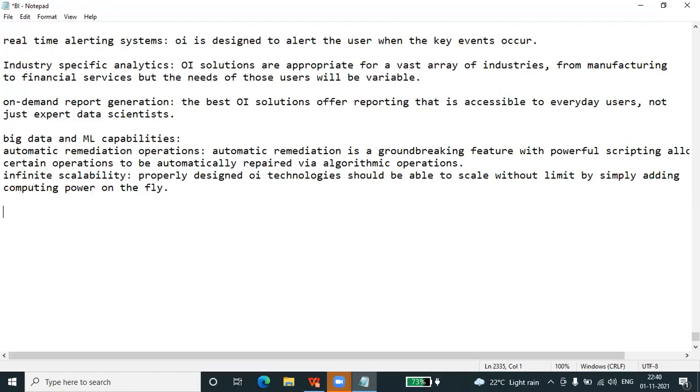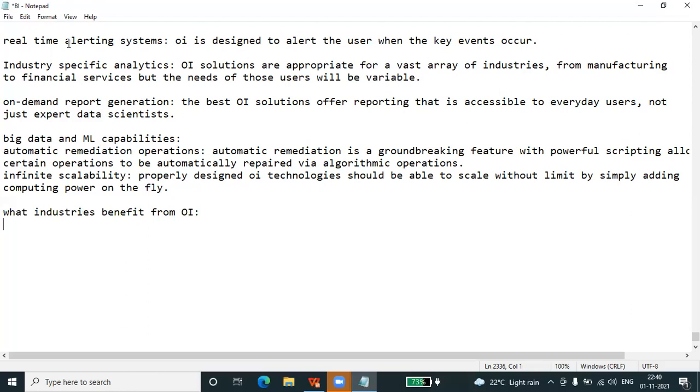Next is what industries benefit most from operational intelligence. Operational intelligence has wide use across a large number of industries where maintaining peak service levels is critical.